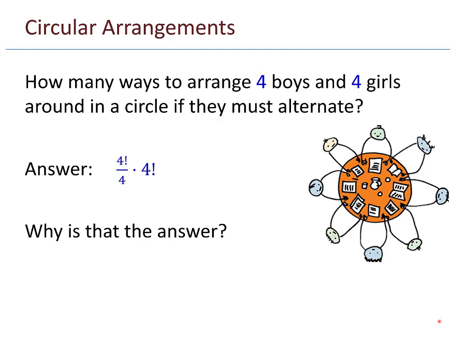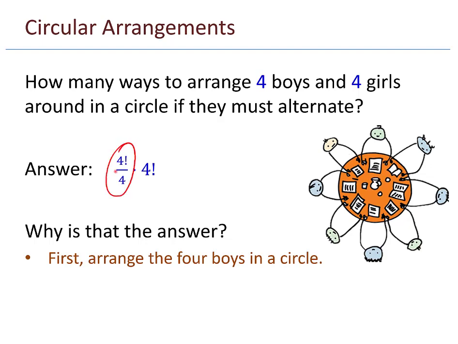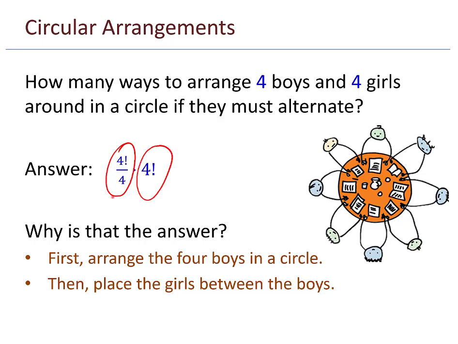Here is how we might come up with that solution. First, arrange the 4 boys in the circle. Now, the 4 boys in a circle have a circular arrangement, so 4 factorial over 4 shows me how I can arrange the boys. Then, place the girls between the boys. Now, it's not a circular arrangement anymore. Those 4 places are distinguishable, so the way to place the girls is 4 factorial. Then by the product rule, we multiply the 2 solutions together, and for what it's worth, I believe that answer is 144.